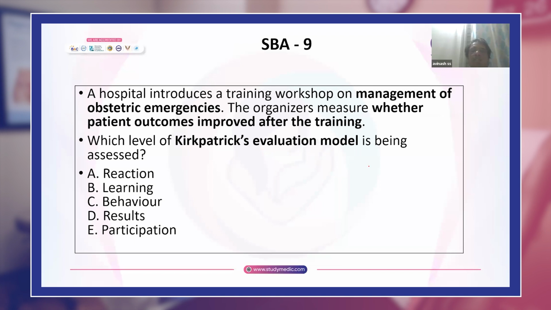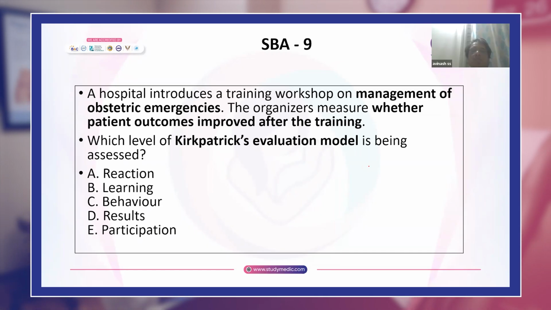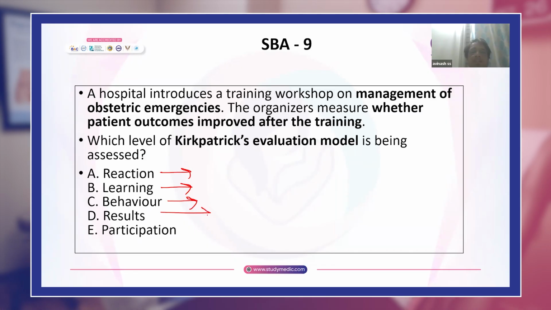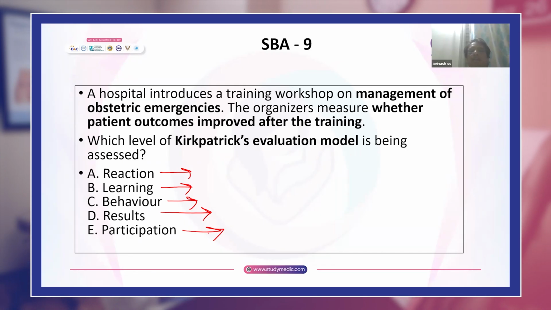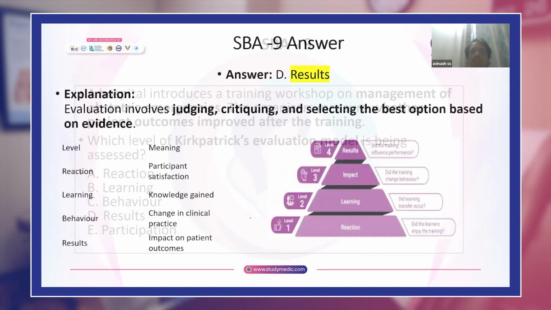A hospital introduces a training workshop on management of obstetric emergencies. The organizers measure whether patient outcomes improved after training. That means a program evaluation method, the Kirkpatrick evaluation model, is now being used. Now here, are they checking the reaction? Are they checking the learning of the learner? Are they checking the change in behavior? Are they checking the output results? Here in this case, the organizers are measuring whether patient outcome improved after training. That means they are checking the results.